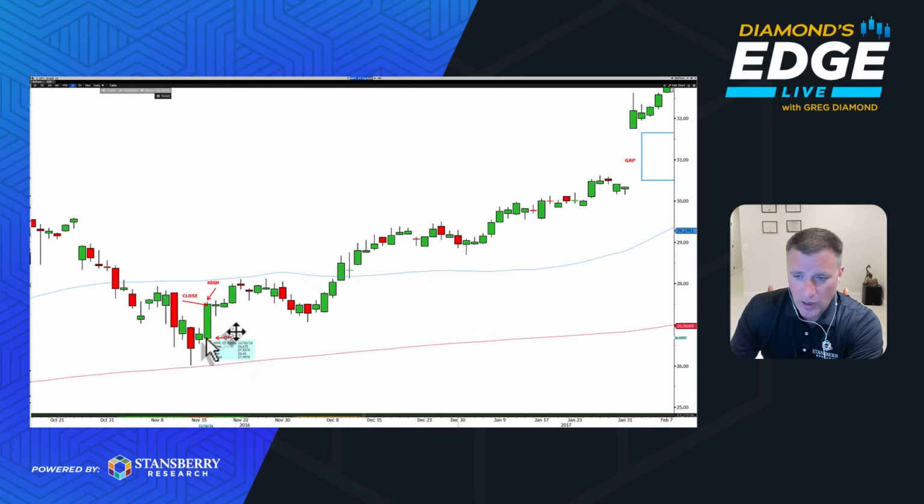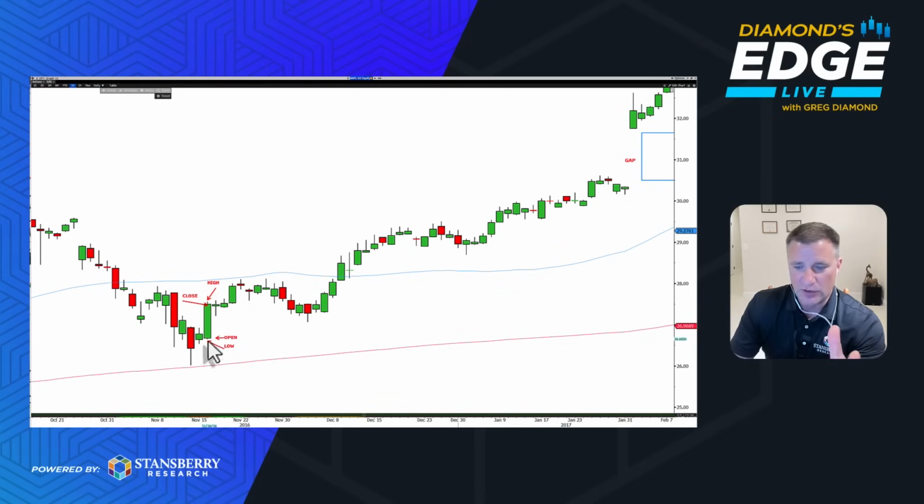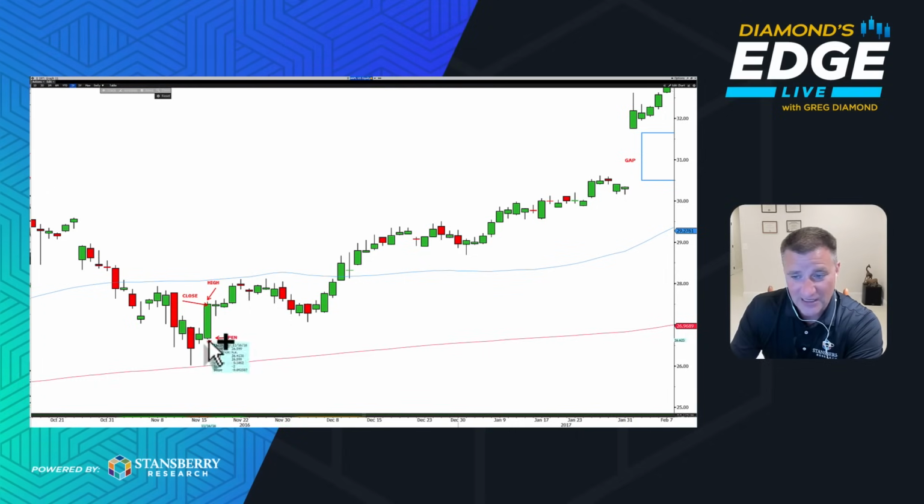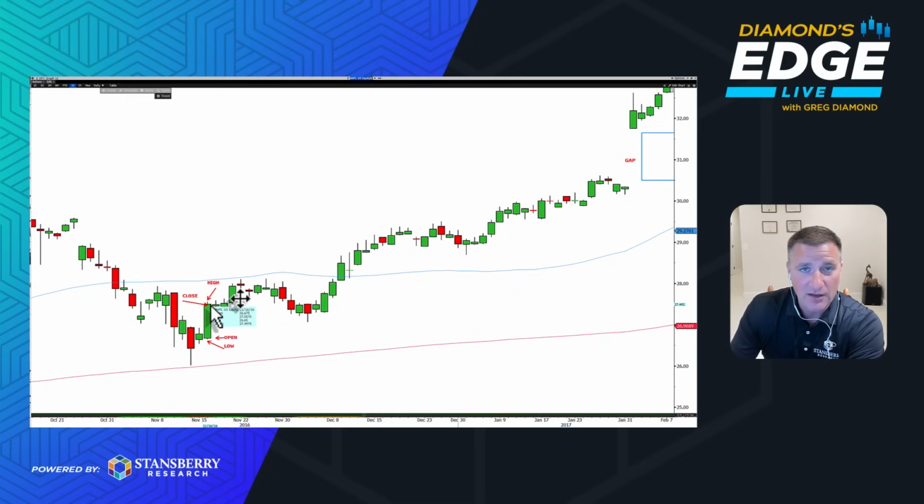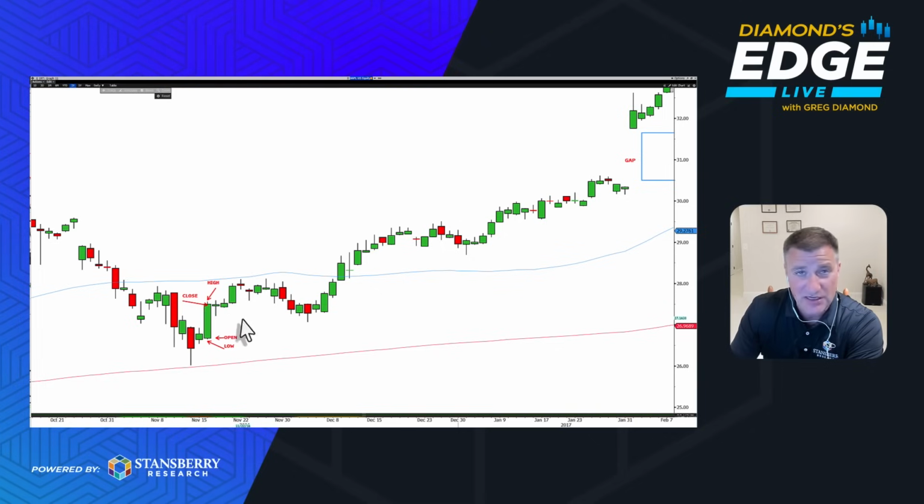Obviously after the fact, you can see. But if you were to look at this from how it unfolded in real time, it opened on the lows, made a slight new low, and then rallied with a really, really strong move throughout the day and closed near the high. So this is obviously a strong day.